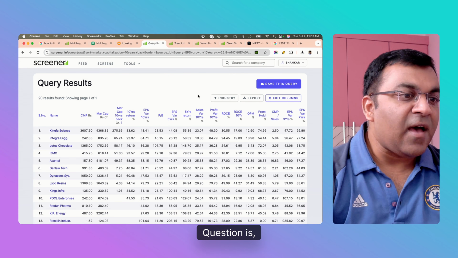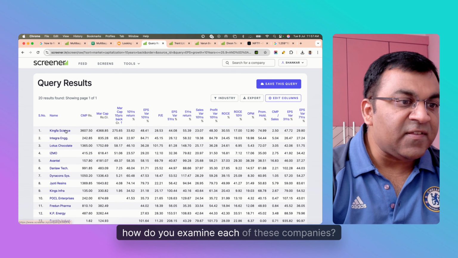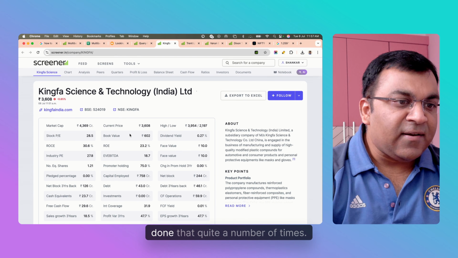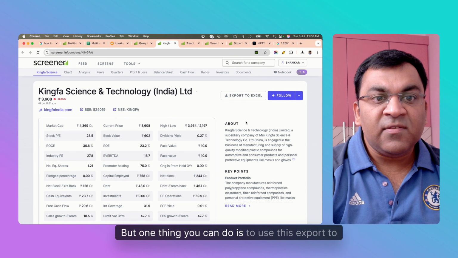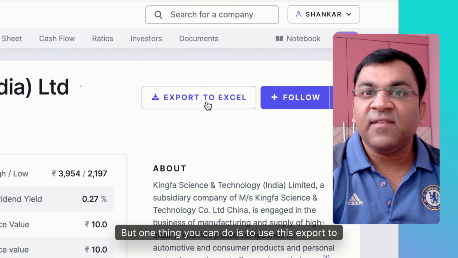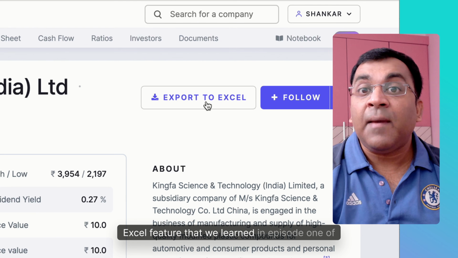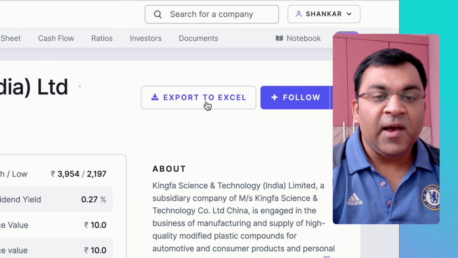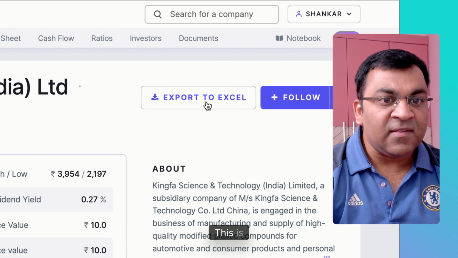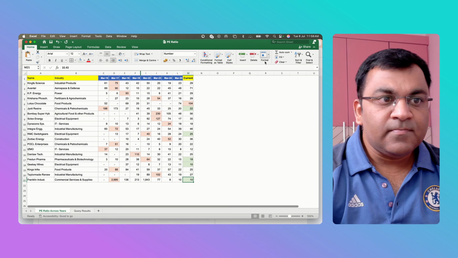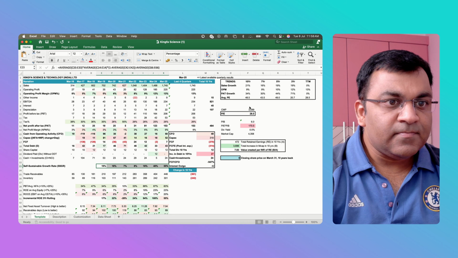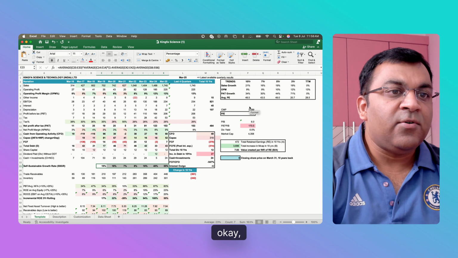A parallel question is, how do you examine each of these companies? I think we've done that quite a number of times. But one thing you can do is to use this export to Excel feature that we learned in episode 1 of my Learn on the Go series. This is a very useful tool. Let's try it out.